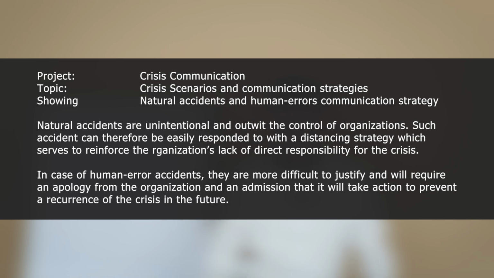Natural accidents are unintentional and outside the control of organizations. Such accidents can therefore be easily responded to with a distancing strategy, which serves to reinforce the organization's lack of direct responsibility for the crisis. Human error accidents are more difficult to justify and will require an apology from the organization and an admission that it will take action to prevent recurrence of the crisis in the future.